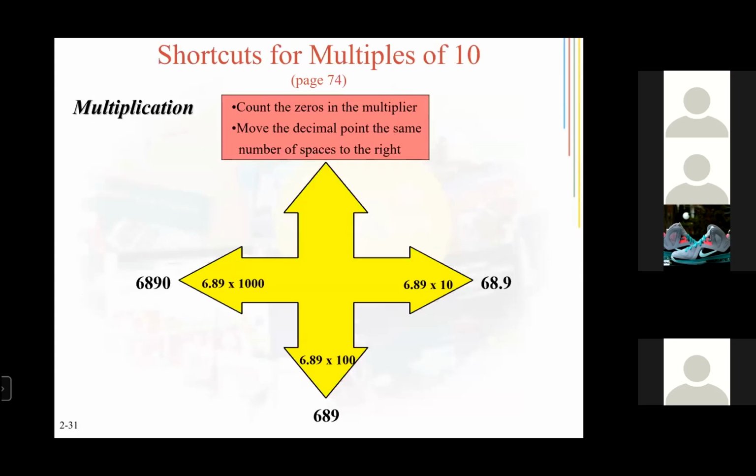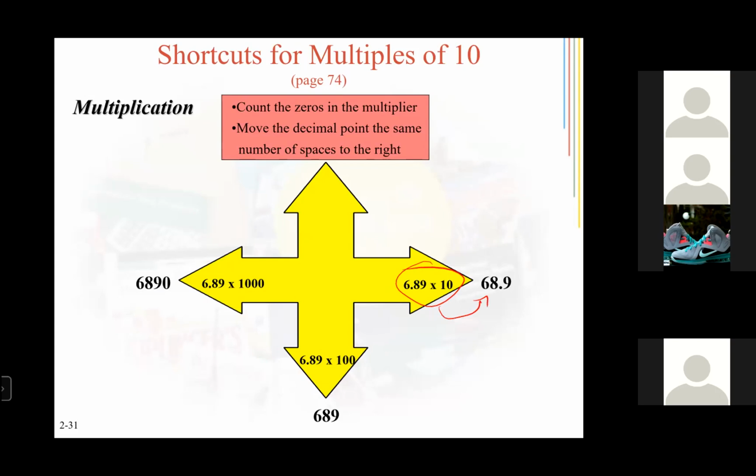All right. So we kind of round off now with some shortcuts, which you should be familiar with. When you're multiplying by powers of 10, so in the first case, you're multiplying by 10. What happened when you multiply by 10? You had 6.89, you get 68.9. What happened there? What's the shortcut for getting that answer?